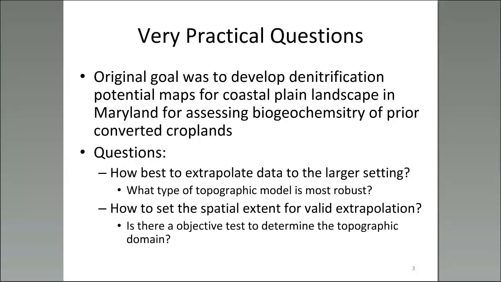This work originally started trying to answer very practical questions. The original goal was to develop denitrification potential maps for coastal plain landscape in Maryland for assessing the biogeochemistry of prior converted croplands. So some questions that came up in my mind during that work was how best to extrapolate data to a larger setting, what type of topographic model is best for doing that, and also how to set the spatial extent of valid extrapolation. Is there an objective test to determine topographic domain?